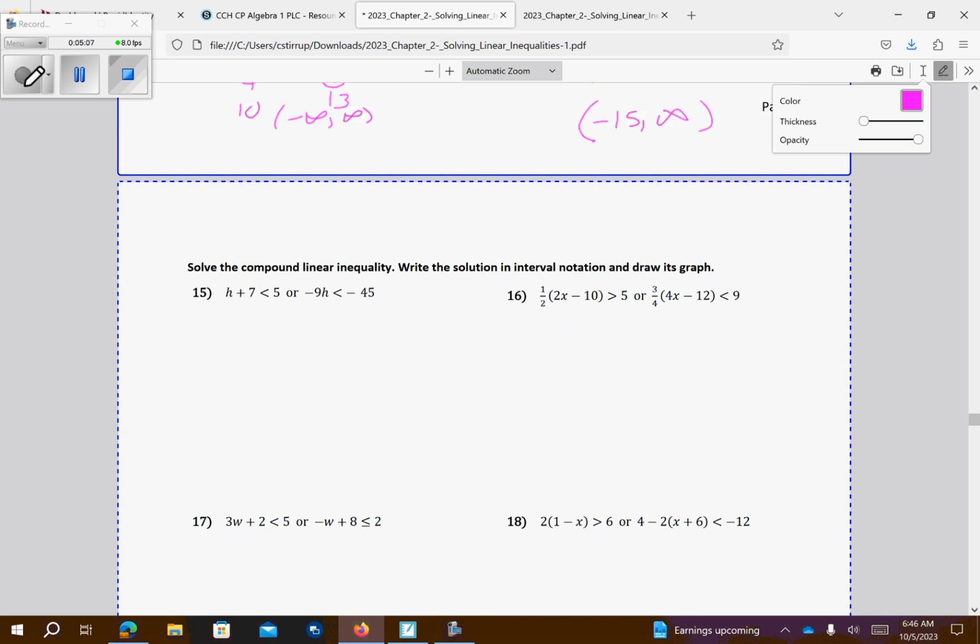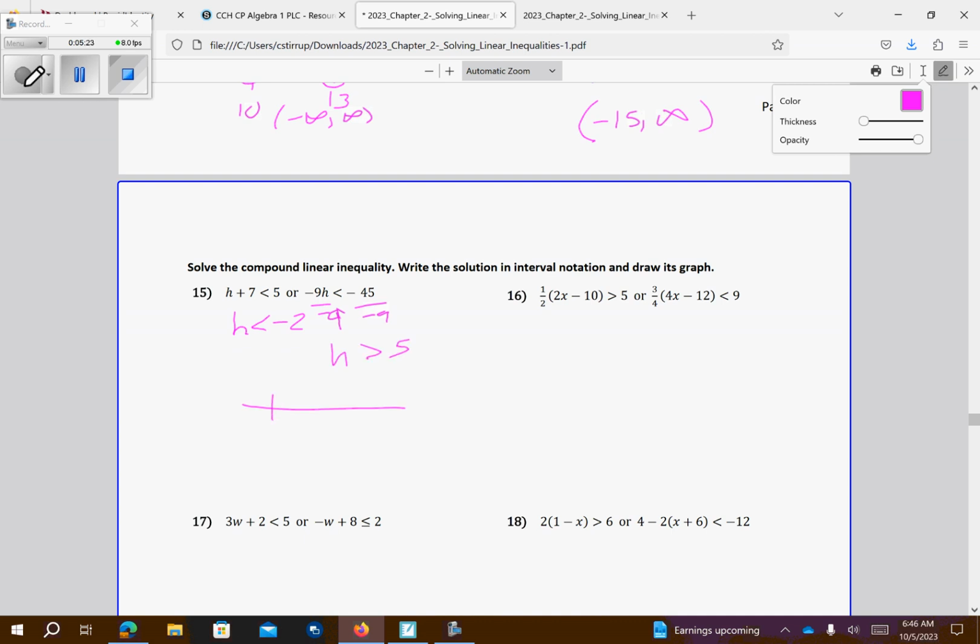All right, this one, I'm going to subtract 7 from both sides, so I get -2. I'm going to divide both sides by -9. So remember, when I divide by a negative, the sign itself flips over, so that's going to give me 5.